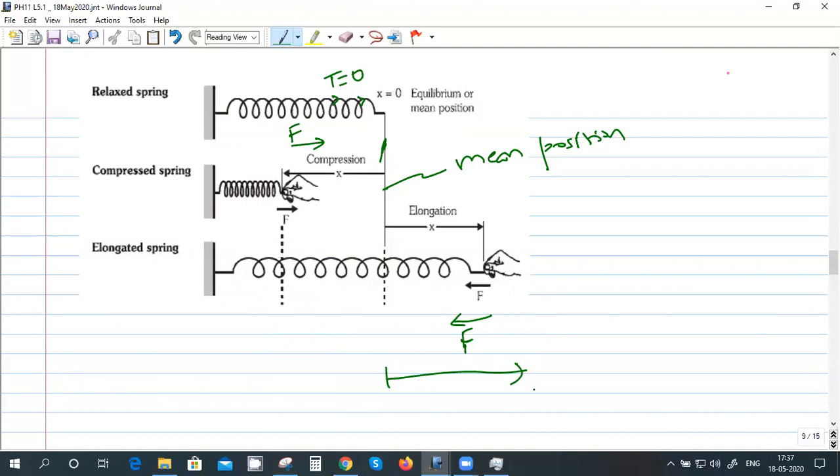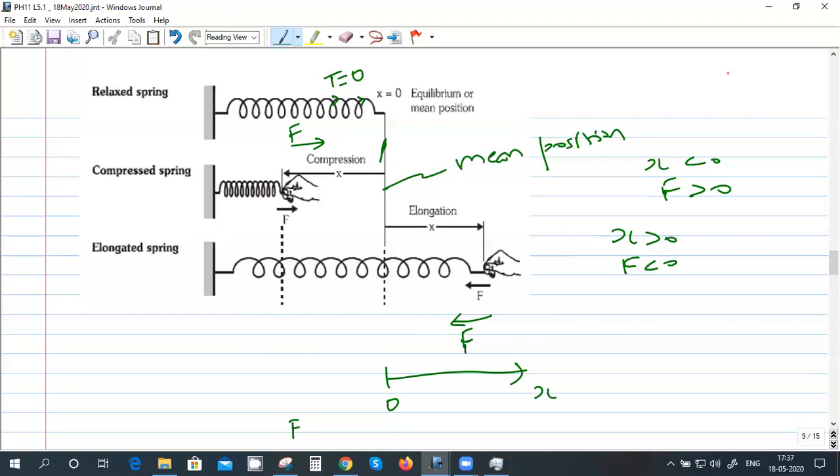If I take this as my x-axis and this is my origin zero. So when x is negative, when you are compressing, x is negative, right? And force is towards the positive direction. While compressing, x is negative because it's on the negative side, and force is towards the mean side, so the direction is along the positive direction. While elongating, x is positive and force is negative, the direction of the force.